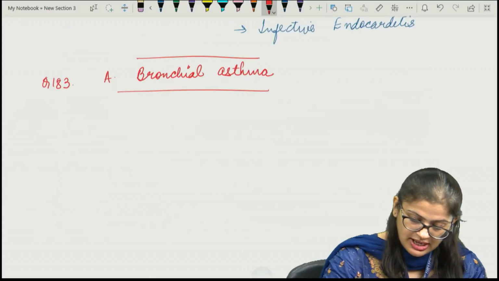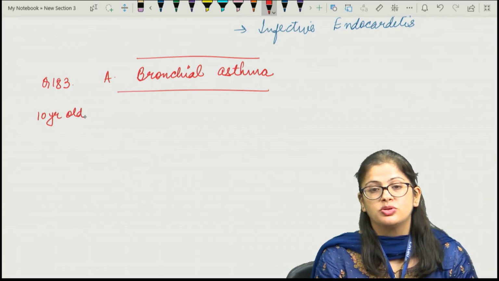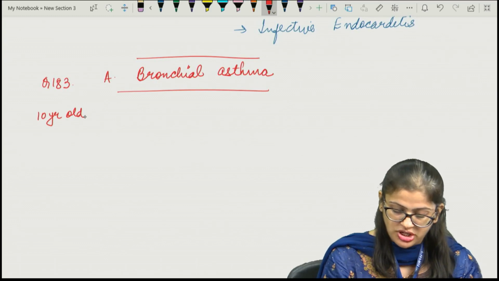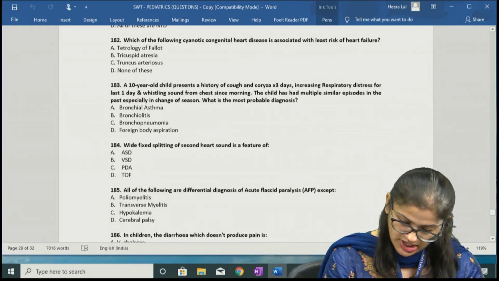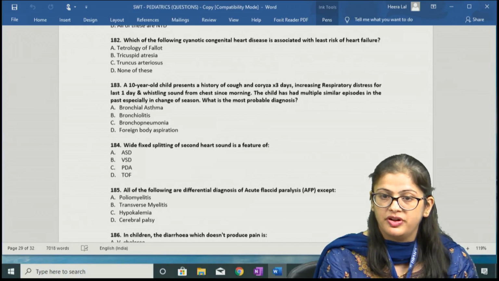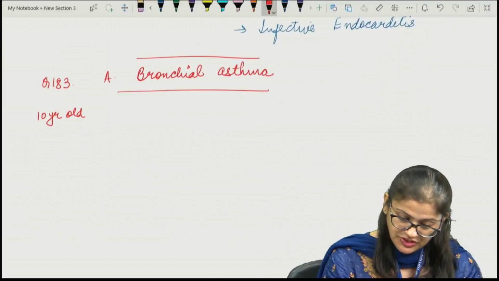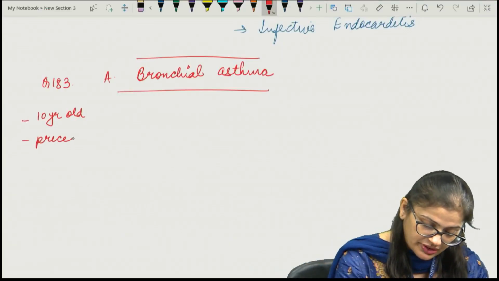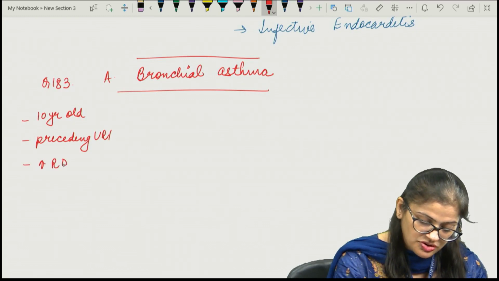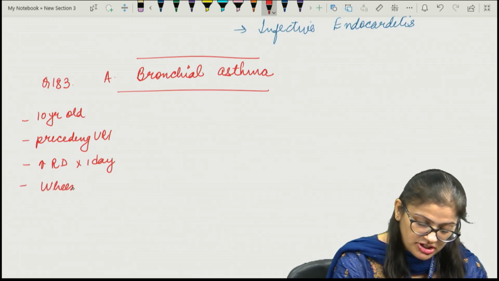So we see the clues that we had in this question were, first, that the child was 10-year-old, so he was an older child. Wheezy syndromes are usually common in the younger age group, less than 5 years of age, when even virus infections can also cause wheeze in the chest. But this was an older child. He has history of cough and coryza for 3 days. So possibly an upper respiratory tract infection acted as a trigger, and now has increasing respiratory distress for last 1 day. So there was a preceding URI which exacerbated his symptoms. Plus there is a whistling sound in the chest. That means there is a wheeze on examination.